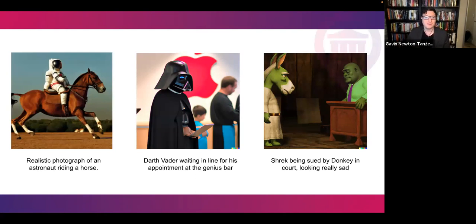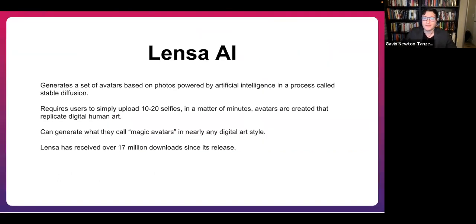But you can see here, when we type in "realistic photograph of an astronaut riding a horse," or you can say "Darth Vader waiting in his line for his appointment at the Genius Bar," or "Shrek being sued by Donkey in court looking really sad." So you can see all sorts of different images, and it generates many different images when you do this. So you can imagine it's basically clip art on steroids. If you're ever creating something in a newsletter or you need something fun, that's one easy way to do it.